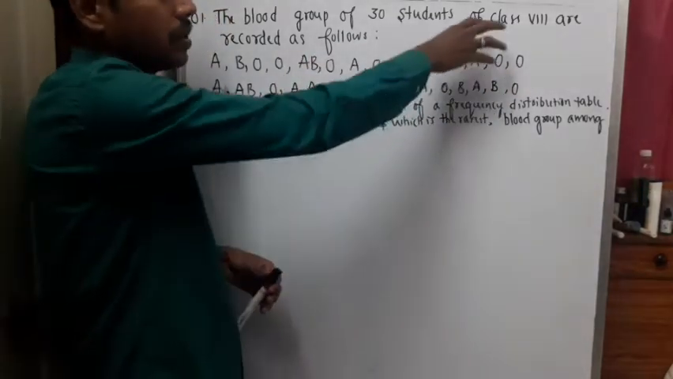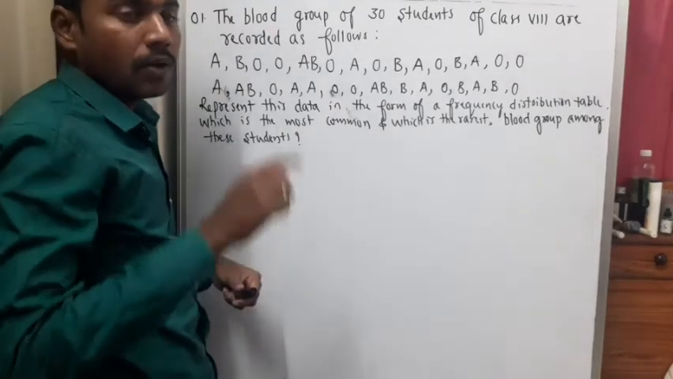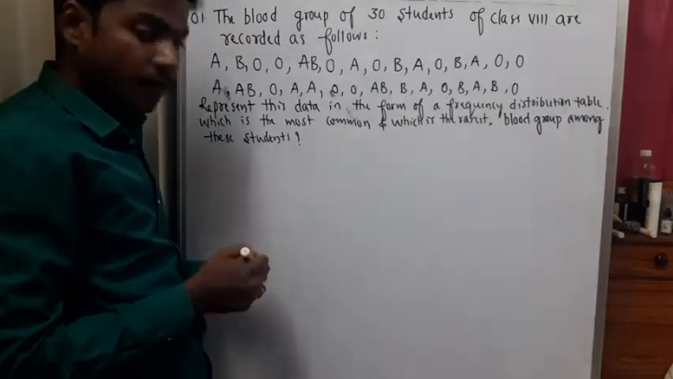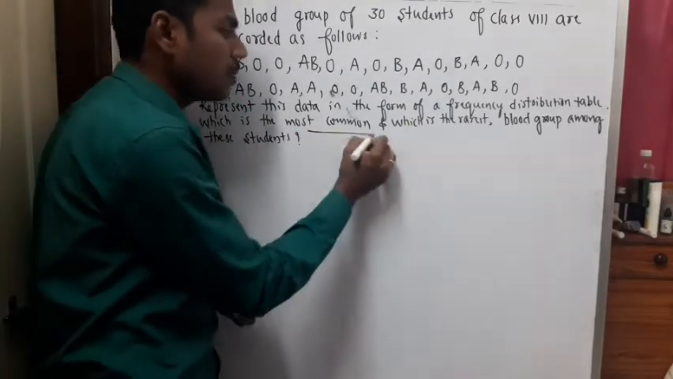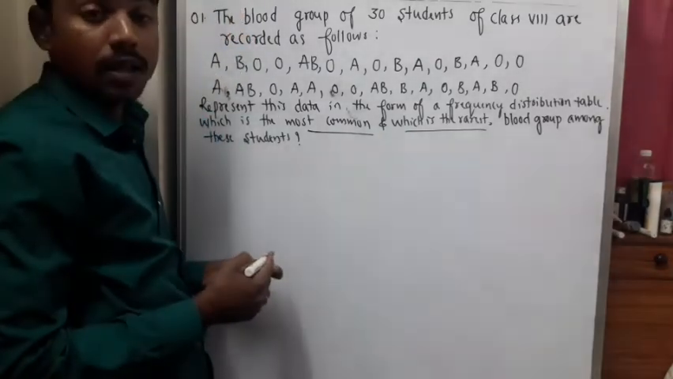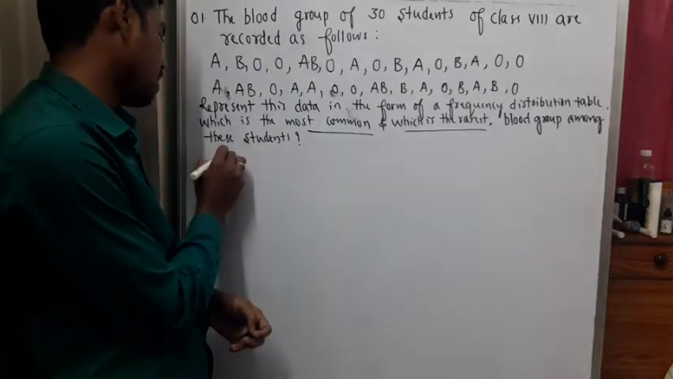See, this data has been given. This data refers to 30 students of class 8. What we need to do is form a frequency distribution table. After forming it, we need to answer which is the most common and which is the rarest blood group among the 30 students. So how to begin? First we'll write down the blood group.